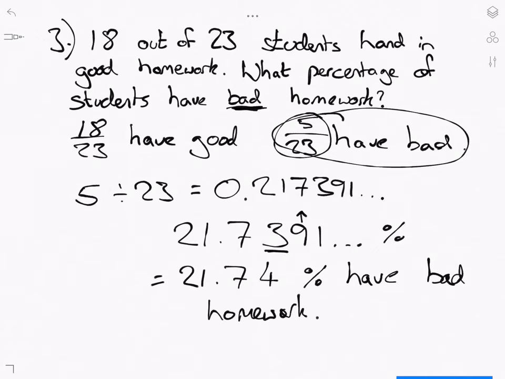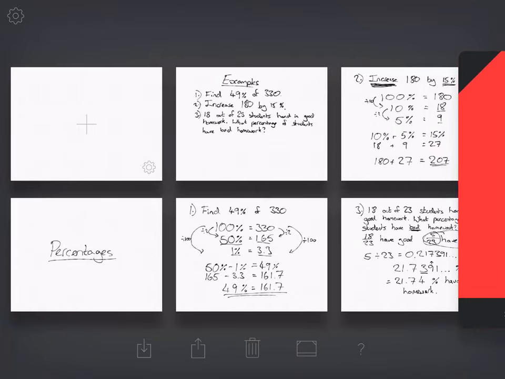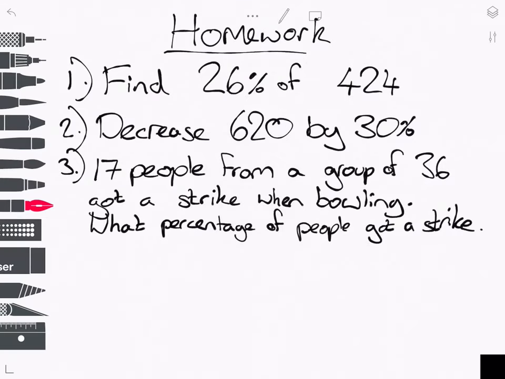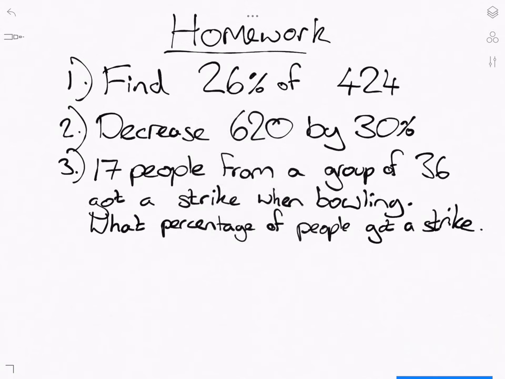Okay, good. So that's our 3 examples. We can use these to help us with the homework questions. So again, we've got finding a percentage of an amount. That's like question 1. Question 2 is a decrease, so be careful. Remember what I said in the other example. Decrease 620 by 30%.